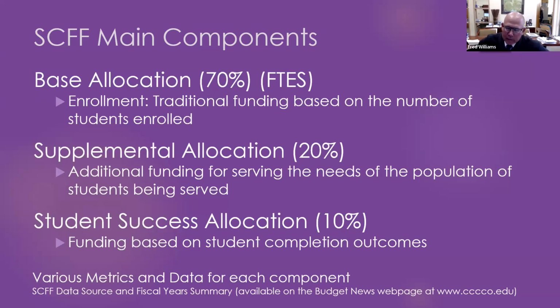And the last component is how successful, how many graduations and how many certificates are awarded. So that's really kind of the way to look at this. It's broken down differently, where it was previously just FTES. Now they have the supplemental and the student success allocation added to it. So it's just kind of a simple way to think about the main components. Thanks, Fred.